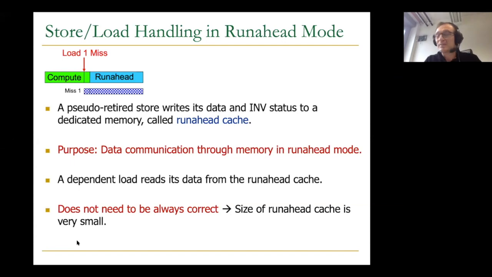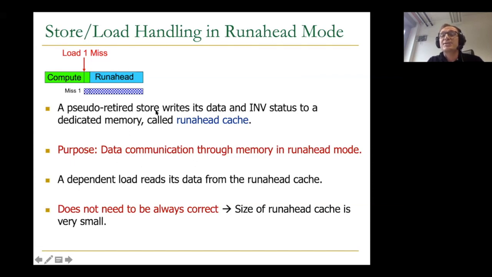Hopefully that makes sense. Okay, so the most difficult part in Runahead mode is store-load handling, because clearly we cannot update memory with stores, because we're not updating things architecturally. But there may be some load instructions that source the data values that are written by a store that's executed speculatively in Runahead mode. This is called the pseudo-retired store. So for this purpose, or store-load communication, we have a special structure called the Runahead cache. This could be implemented in multiple different ways. If you read my dissertation, you will see several different ways over there. But basically, the whole purpose is data communication through memory in Runahead mode.